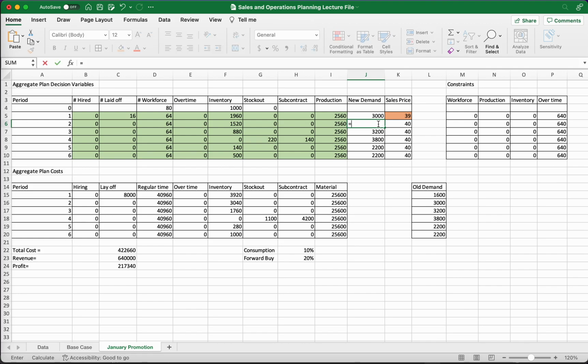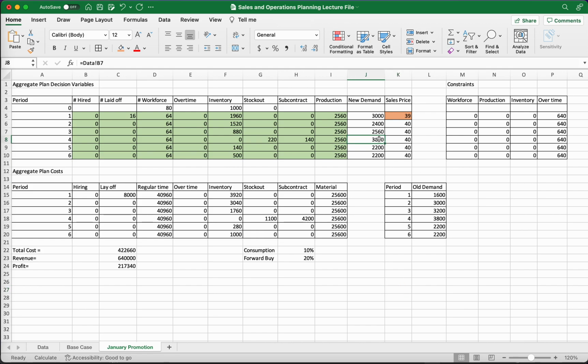Now let's look at demand for February. So February demand went down. It used to be 3,000, but 20% of demand now gets taken care of in January. So demand is going to be 20% less, going to be 80% of what it was before. And the same goes for March. It's going to be 80% of what it was before, right? So let me just call it period 1, 2, 3, 4, 5, 6. These are the old demand values.